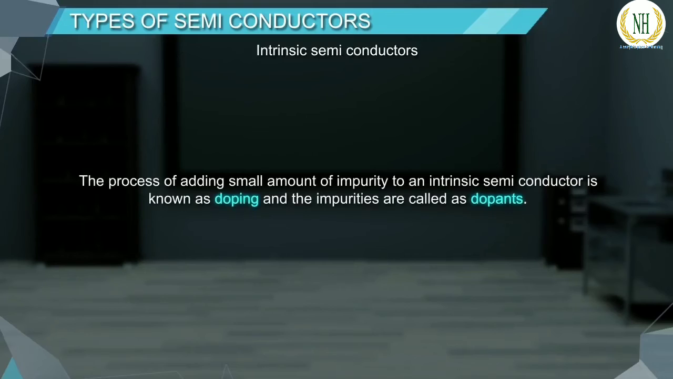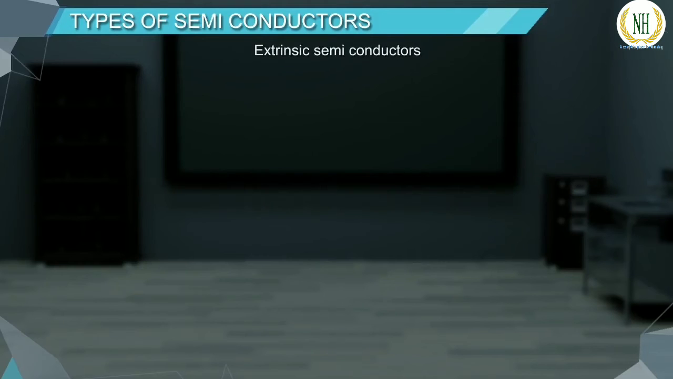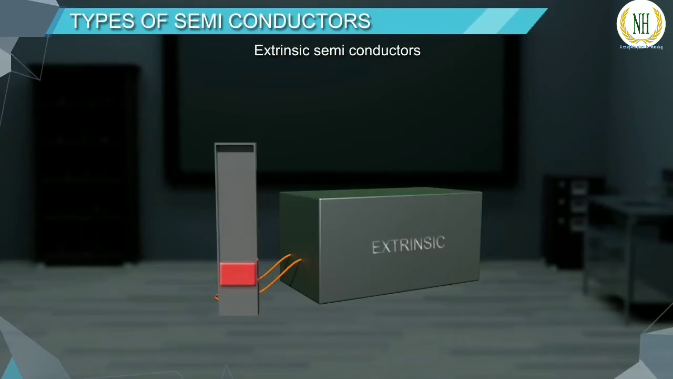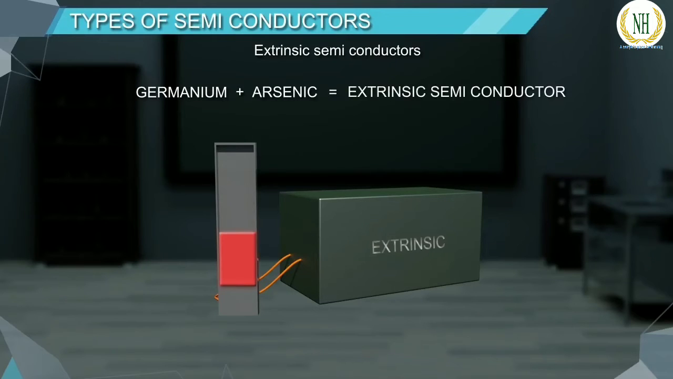The process of adding a small amount of impurity to an intrinsic semiconductor is known as doping, and the impurities are called dopants. Extrinsic semiconductors. The semiconductors which are formed by adding impurity to an intrinsic semiconductor are known as extrinsic semiconductors. Example, when germanium is doped with arsenic as impurity, it becomes an extrinsic semiconductor.